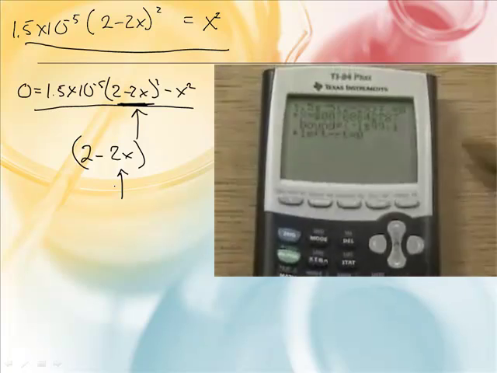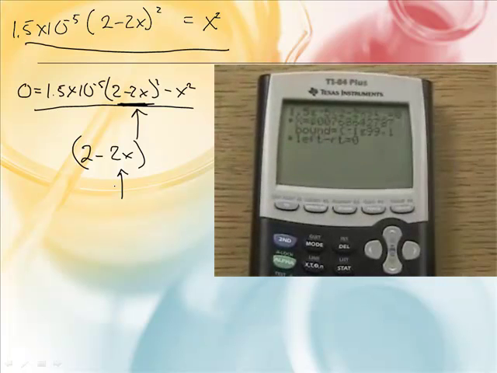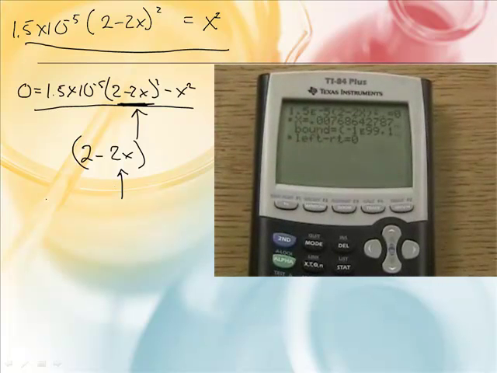And what it's doing is guessing and checking, guessing and checking, and guess what? It gave us an answer. And it says the answer to x is 0.0077. So that's x. Isn't that cool?